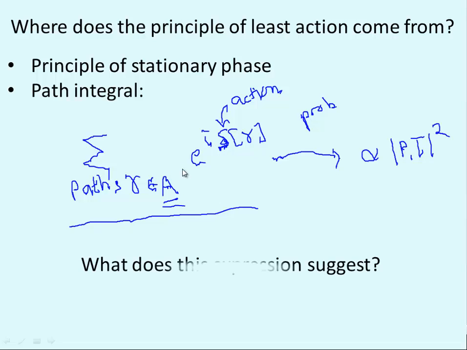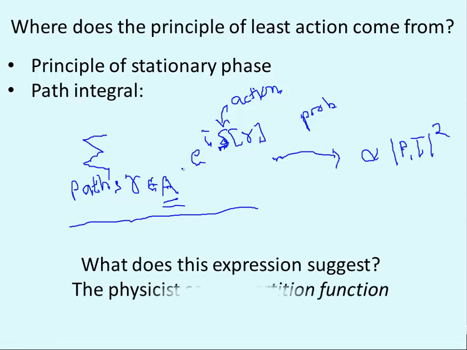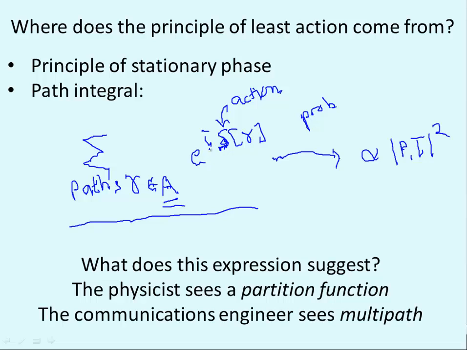Okay. Now, what does this expression suggest? To a physicist, if you take off the i, then this looks very much like a partition function. That was the motivation for Euclidean quantum field theory, which has been a very fruitful means of investigating quantum field theory. However, a communications engineer sees something different.